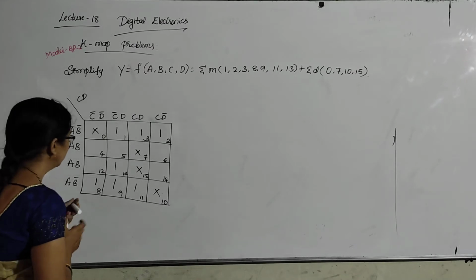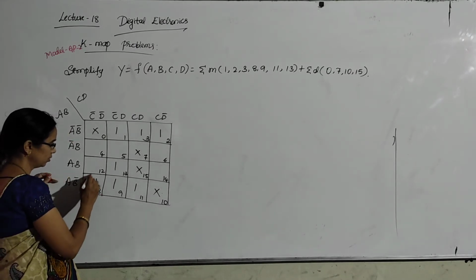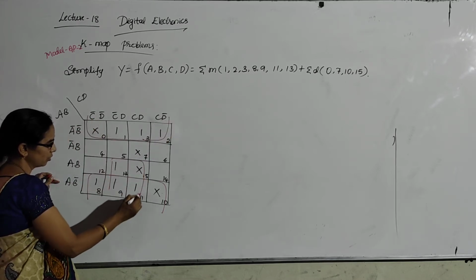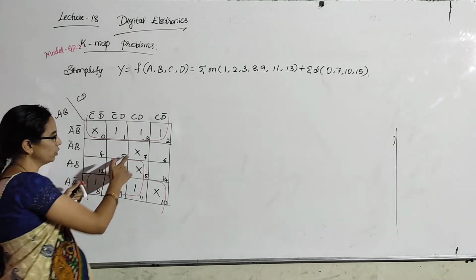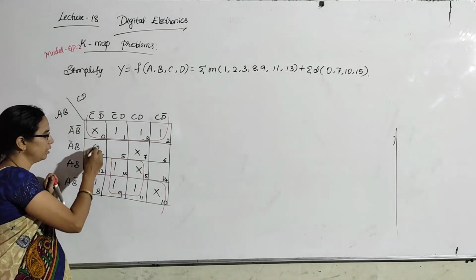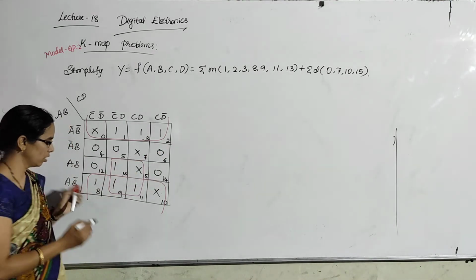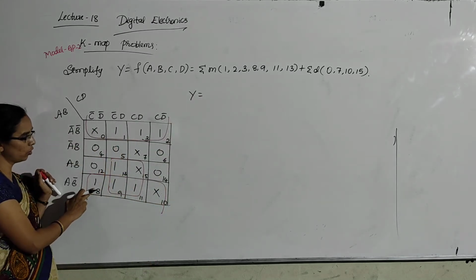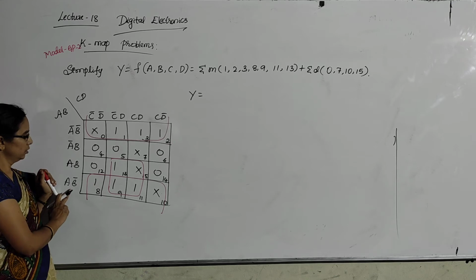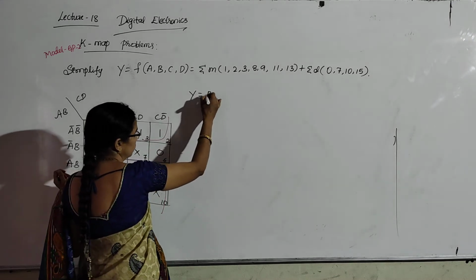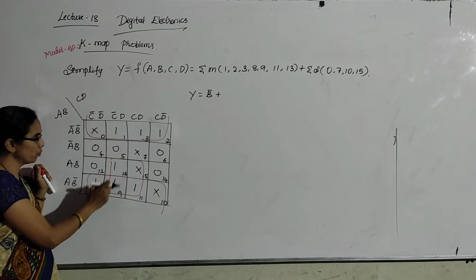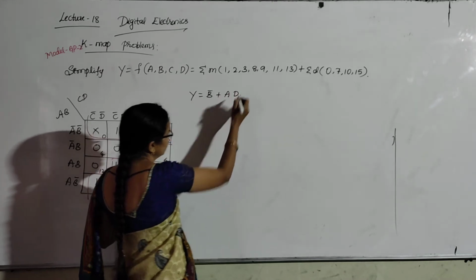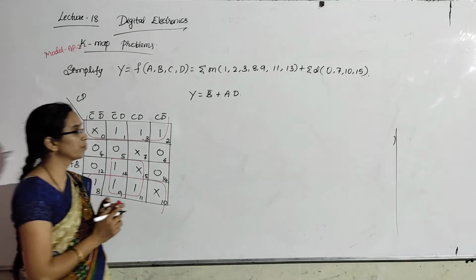No problem. We can make one octet. This one and this one octet and one quad. This don't care condition we will not consider as 1, others will be 0. Okay, what will be my final expression? Between these two octets, B bar is common, plus this quad, A and D is common, B bar plus AD.